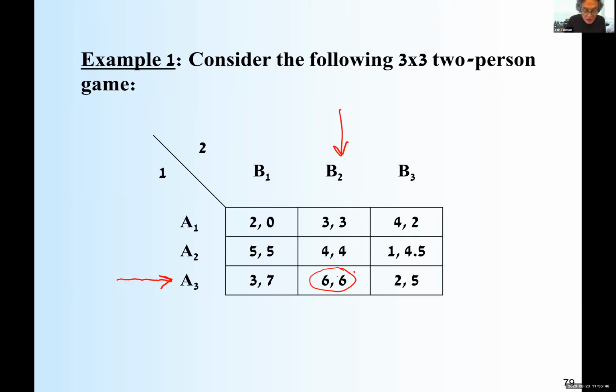Well, player 1 has every reason to fulfill it. Why? If player 2 goes B2, and he moves from A3 to A2, he reduces his payoff from 6 to 4. If he goes to A1, he gets only 3. So he's happy. What about player 2? If player 1 goes A3, player 2 is not that happy, because she gets 6. If she moves to B1, how much will she get? 7. So this is not an equilibrium.